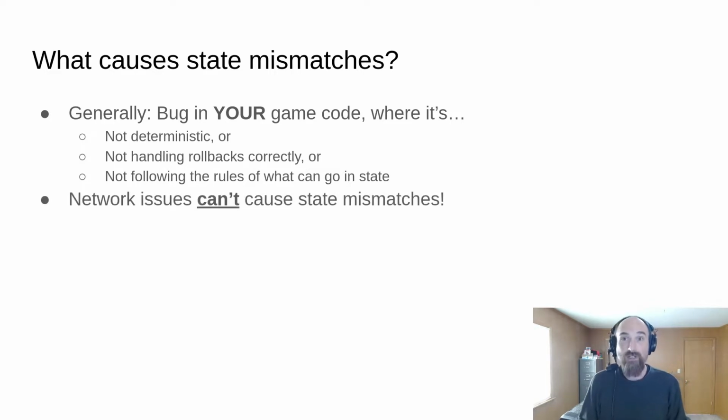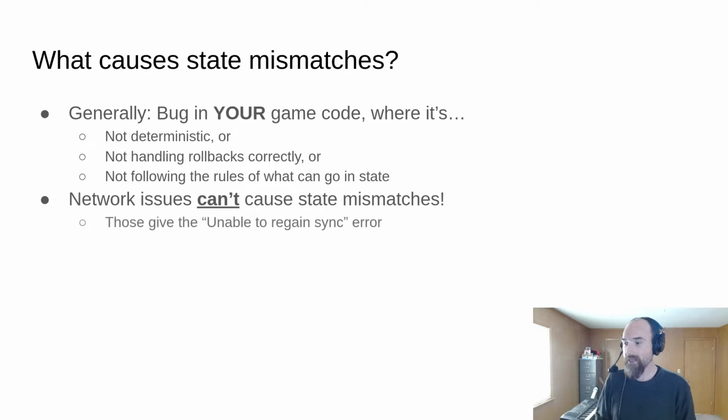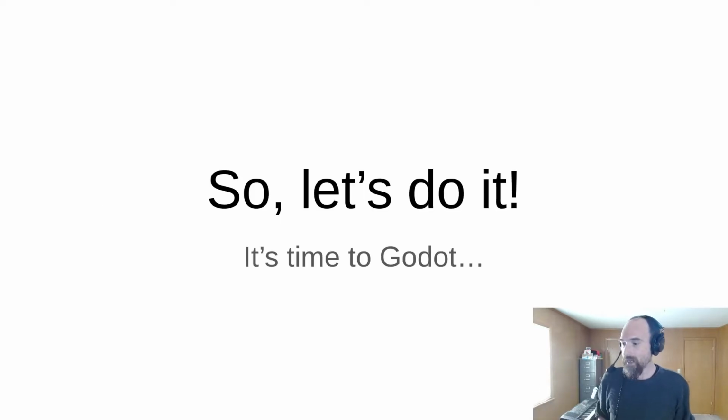However, network issues can't cause state mismatches, and I've seen people head down this path and waste a ton of time. You can lose sync due to network issues. That's a legitimate thing, but the error you'll get won't be about a fatal state mismatch. The error will be unable to regain sync. The end result is the same. Your match will be killed, but the cause and the solution will be totally different. So keep an eye out for that. And we'll talk about dealing with network issues too in a future video. Anyway, let's go write some game code that causes a fatal state mismatch and see what happens.